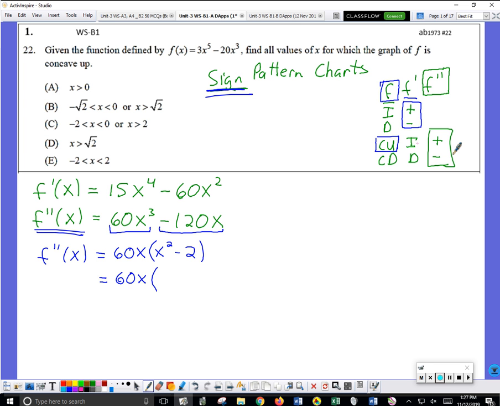So I'm doing a sine chart, this kind of sine, not like cosine.